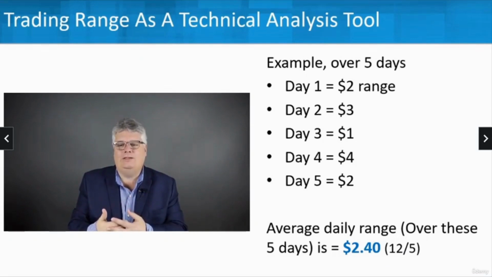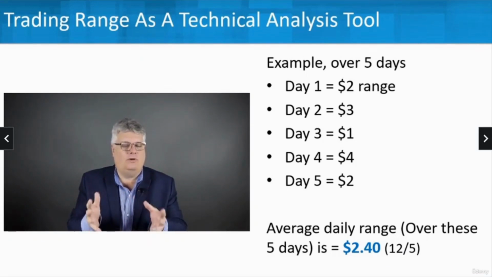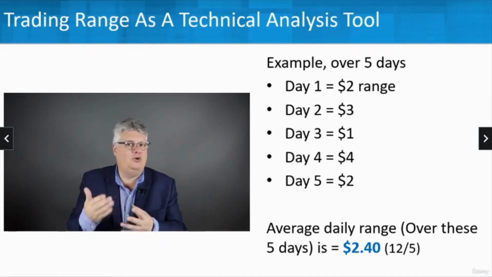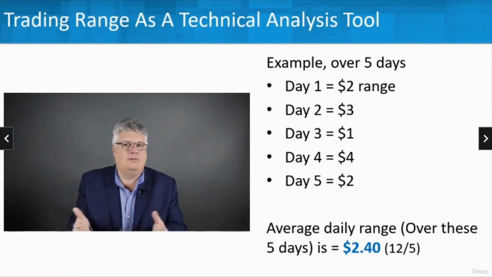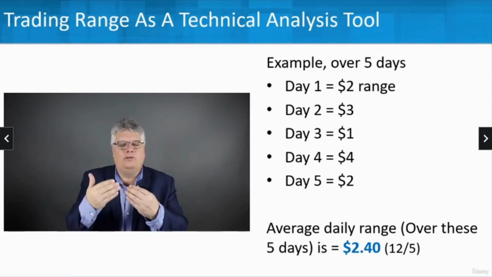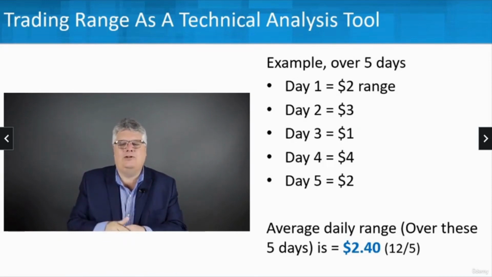So over 5 days, you have this total ranges of, in effect, $12, and you divide that by the 5 days, you get your average daily trading range of $2.40, right? Simple math at that point. Again, not prices in this example. We're looking at the trading range as a technical indicator and maybe as a profit anticipator.